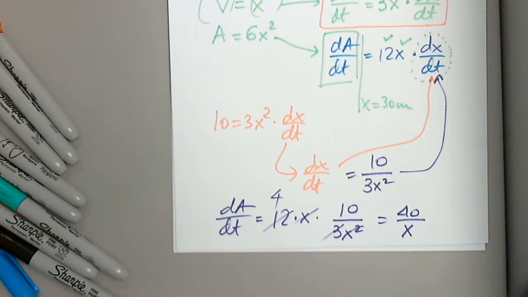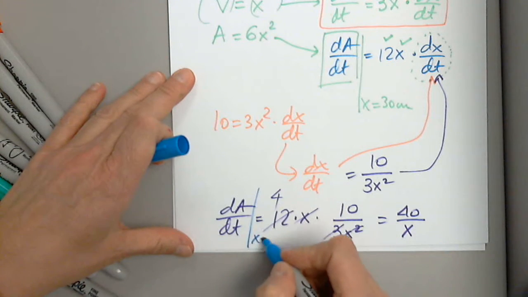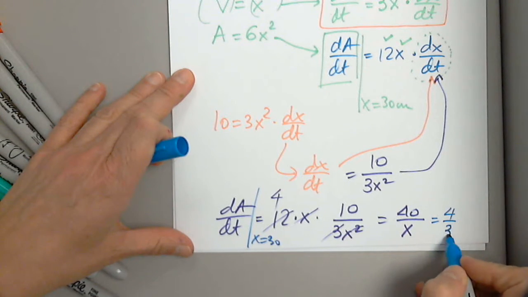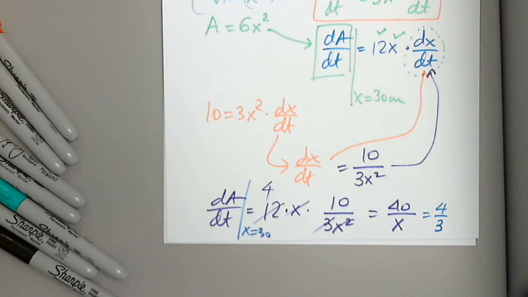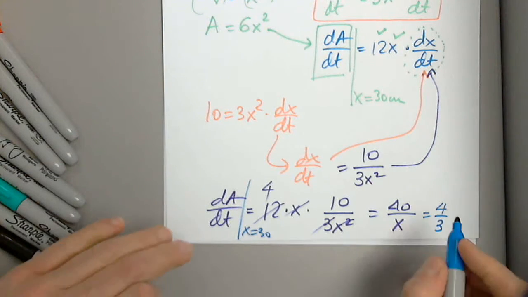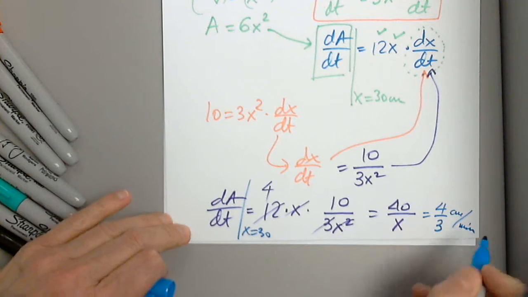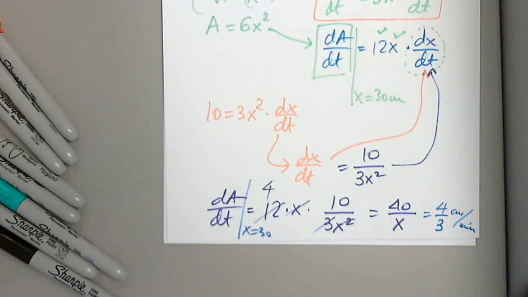After simplification, I can plug in x equals 30. And what will I get? When x equals 30, I get 4/3. 4/3 what? Very good. Centimeters per minute, right? It's a rate of change. So centimeter squared is the area. Centimeter squared per minute. The top comes from area and the bottom comes from time. Very good. Okay, let's look at another.